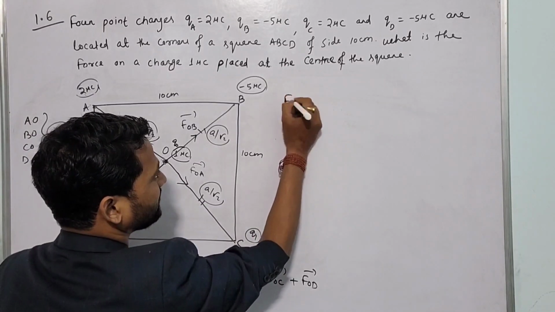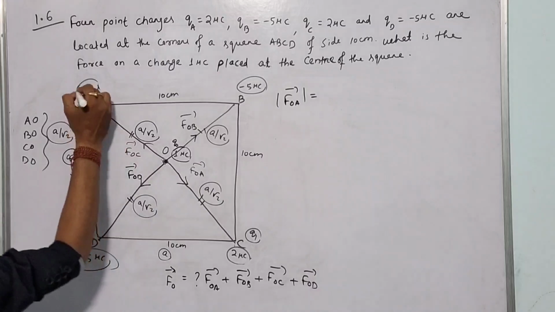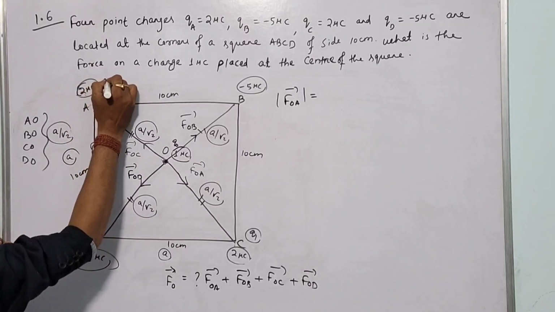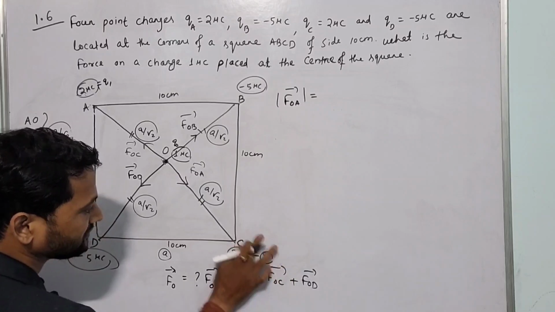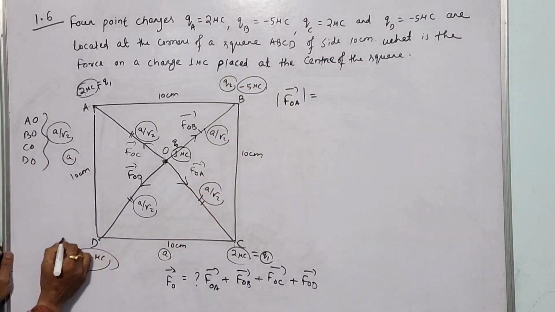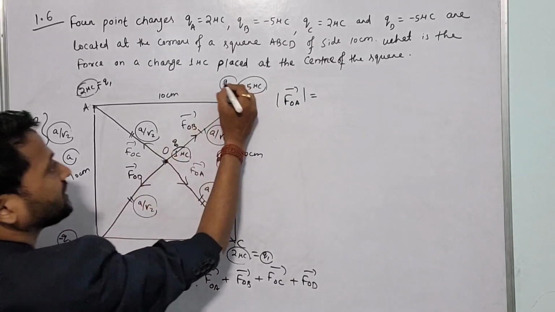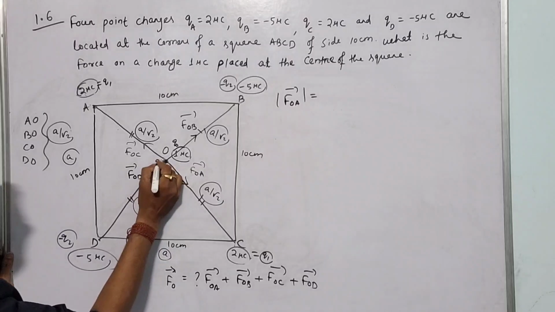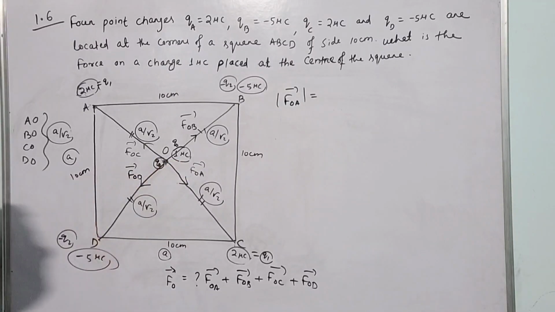Let us calculate it. Let us first check the force on O due to A. Before that, give names to these charges. This 2 microcoulomb, let it be Q1. This also 2 microcoulomb, let it be Q1. And this -5 microcoulomb, let it be Q2. Give this Q2, give -Q2, this -Q2. Okay, and give this Q0, the 1 microcoulomb, give Q0. Okay.